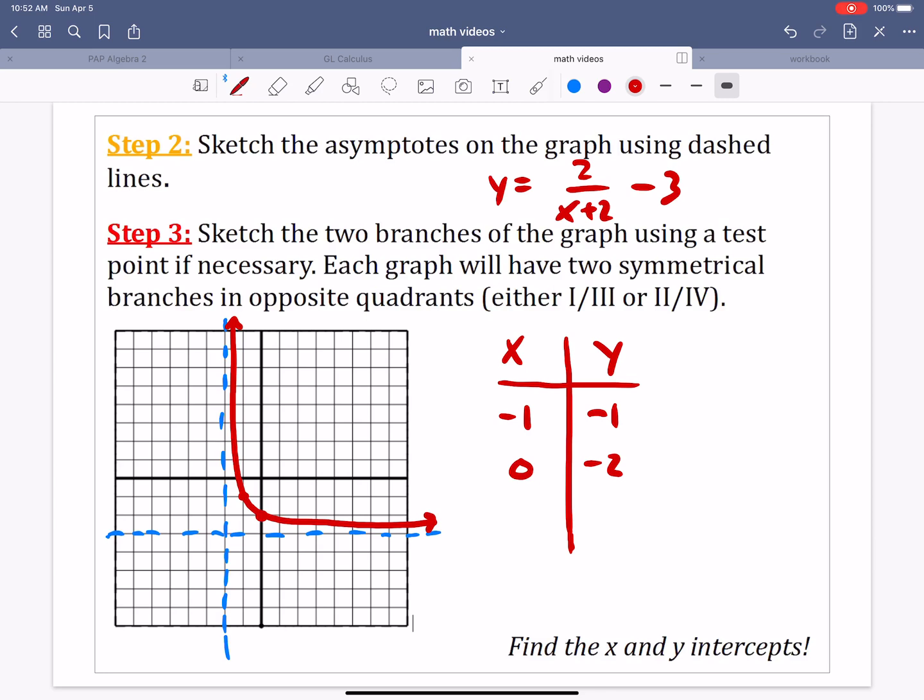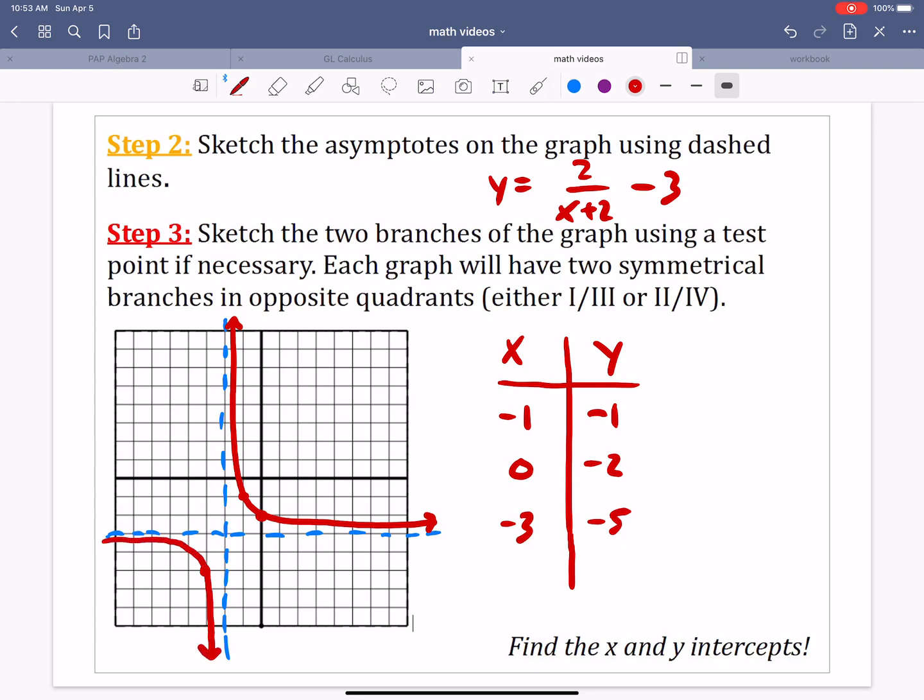So now we know that the second branch is going to be somewhere in this quadrant, okay? But it's a good idea to use some test points just to see. So let's pick an x value that's to the left of -2. Let's try x equals -3. Okay, so when I plug in -3 for x, I get -1 on the bottom. 2 divided by -1 is -2. -2 minus 3 gives me -5. So there's a point right there. -1, 2, 3, 1, 2, 3, 4, 5. Plot that point.